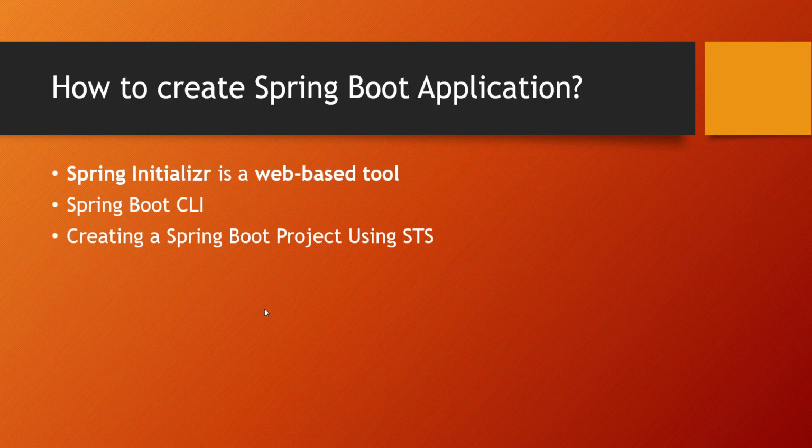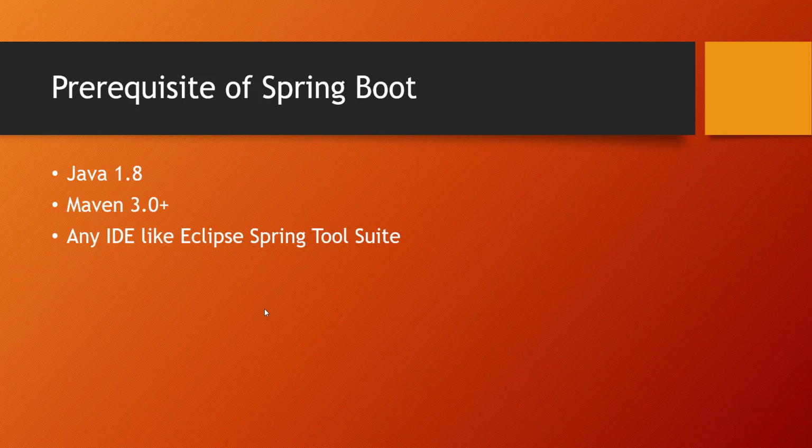See the prerequisites of Spring Boot. Java 1.8 is the minimum version required for a Spring Boot application. You can use a later version also. Maven or Gradle, any build tool you can use. After that you will need one IDE to write your code. You can use Eclipse, Spring Tool Suite, or IntelliJ IDE.